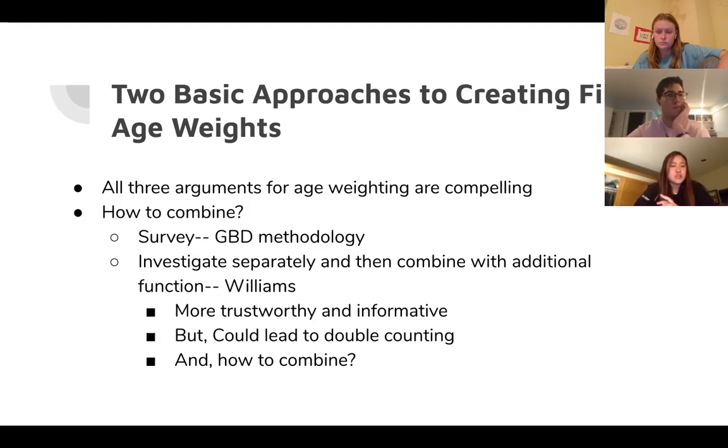You might think that this second approach is more trustworthy and informative than the first option. For example, you might think there are some questions that most people are poorly equipped to answer. However, the challenges associated with creating age weights in this more complex fashion are significant. Williams argued in favor of simply combining his fair innings weights with the GBD's weights, but this might lead to double counting equity concerns because it is likely that some respondents subconsciously included fair innings type concerns in their responses to the surveys that led to the GBD's weights. To avoid this overcounting, we would have to be careful to use methods that isolate concerns about the personal value of health from efficiency and finally from equity. And perhaps most difficult, we would have to determine how to combine those three concerns into a final weight.